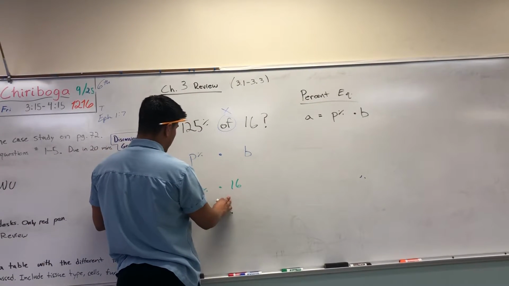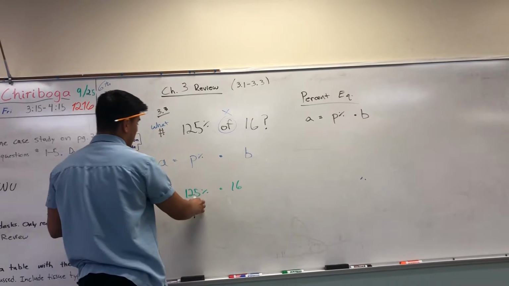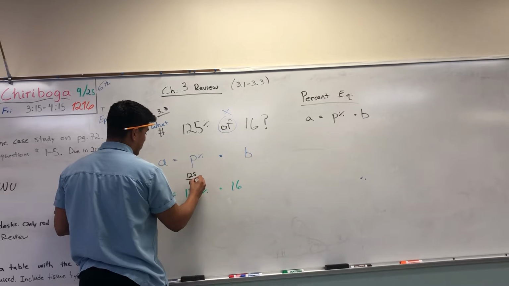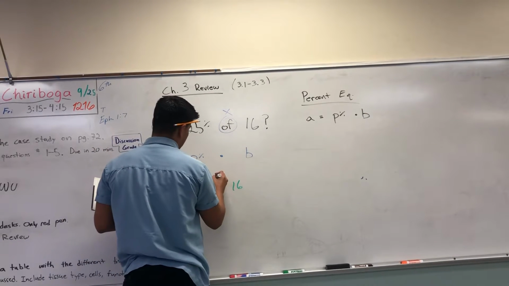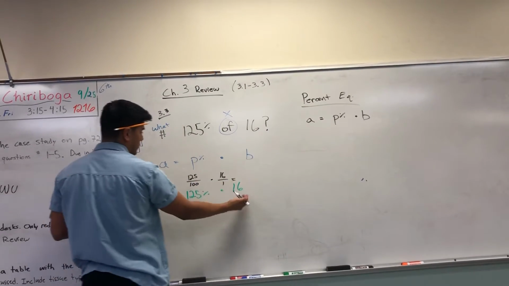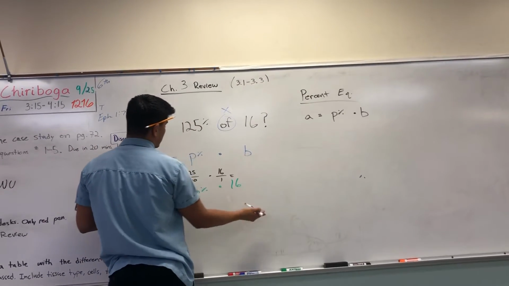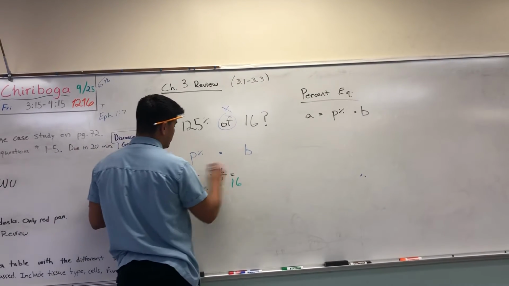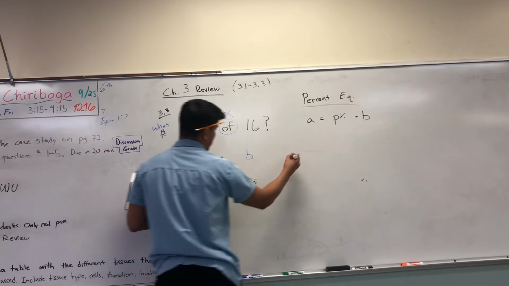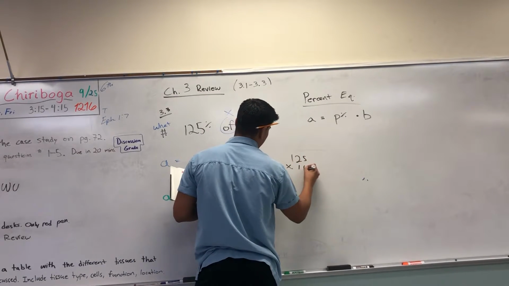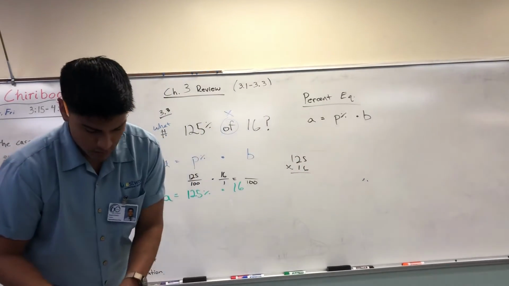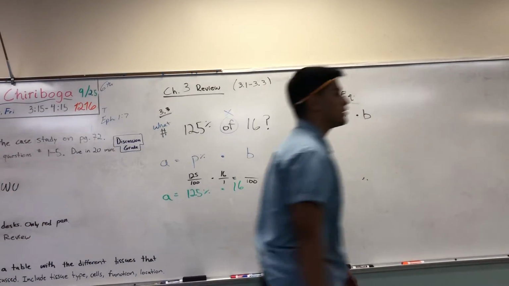125% times 16. What you're going to do is basically remember that percent is going to be 125 per 100. Multiply that times 16. You put it over 1 because there's nothing under it. Whenever you have a whole number, you basically know that that's a number over 1. Multiply that through. You would get 100 on the bottom. 125 times 16, you would have to solve that. Remember, no calculators on this test. 125 times 16, I'm not going to waste time. I'm just going to go ahead and do it in my calculator.